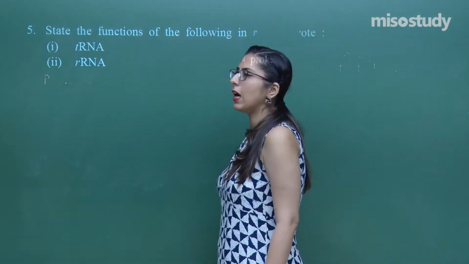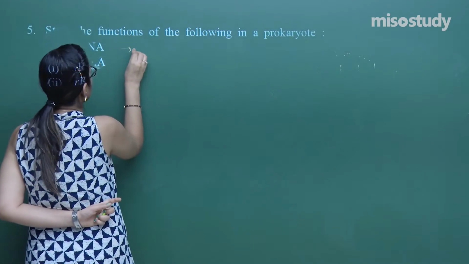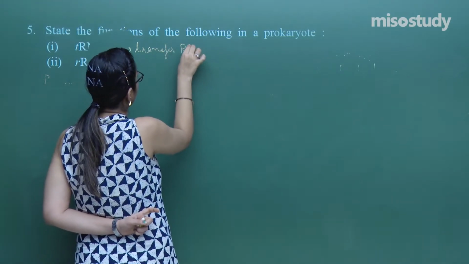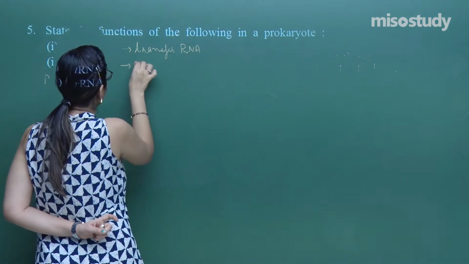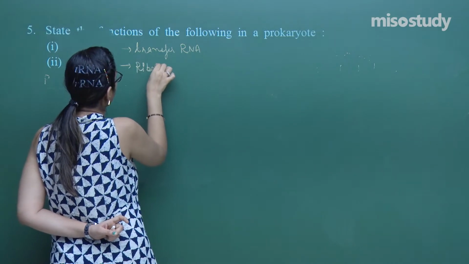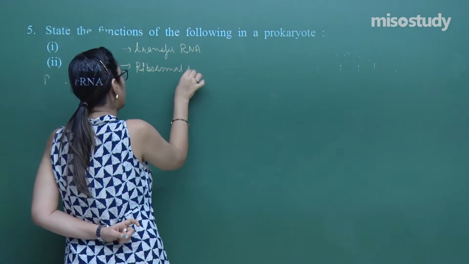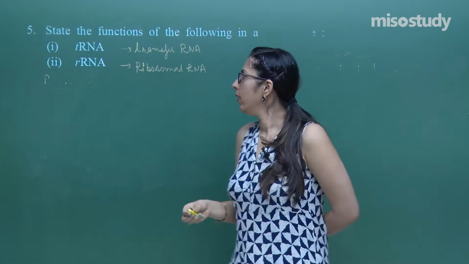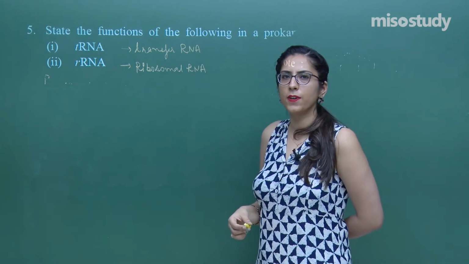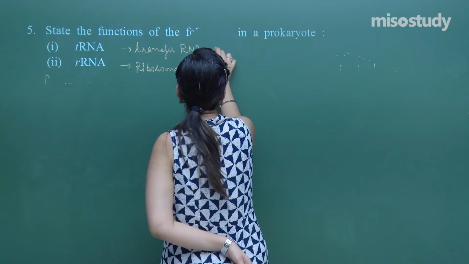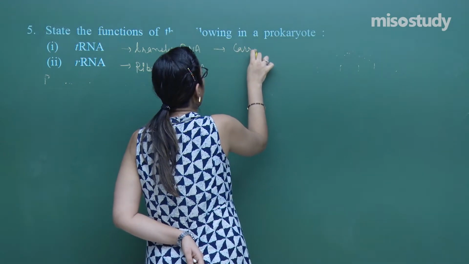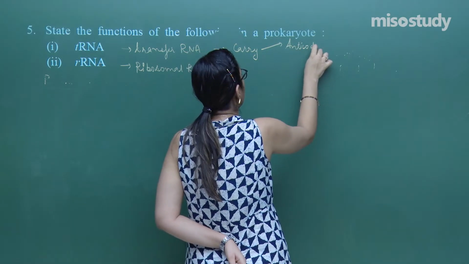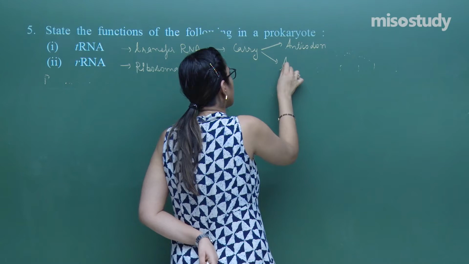So to talk about tRNA, tRNA is also called a transfer RNA, transfer ribonucleic acid, and this is called ribosomal RNA, ribosomal ribonucleic acid, right? Now, tRNA, which is called transfer RNA. The function of transfer RNA is that they carry two things. One is called an anticodon, and second is called an amino acid.